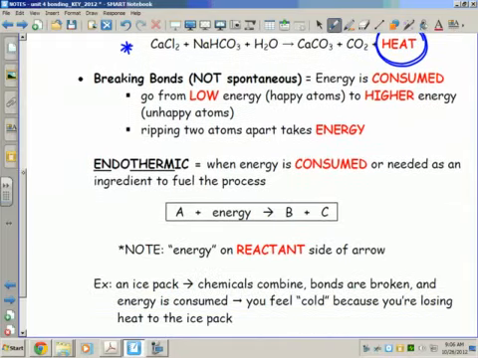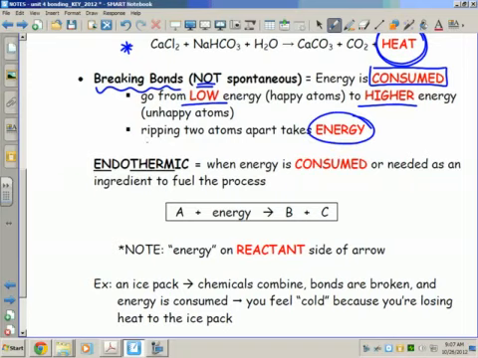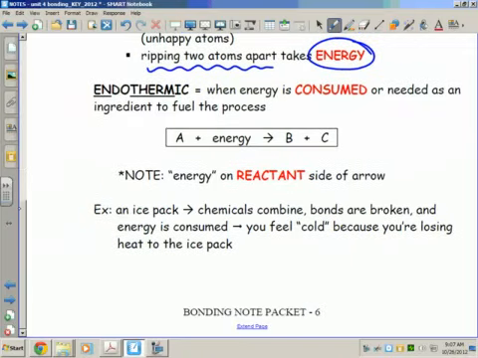Now when we go to breaking bonds, we say this is not spontaneous. In order to break a bond that's already formed, energy must be consumed. This means we're taking something from low energy to high energy, from happy to unhappy. This is ripping two atoms apart, and it requires energy. Again, think about ripping the atoms apart. They're connected, they want to be together, and we're breaking them apart. These we refer to as endothermic reactions.